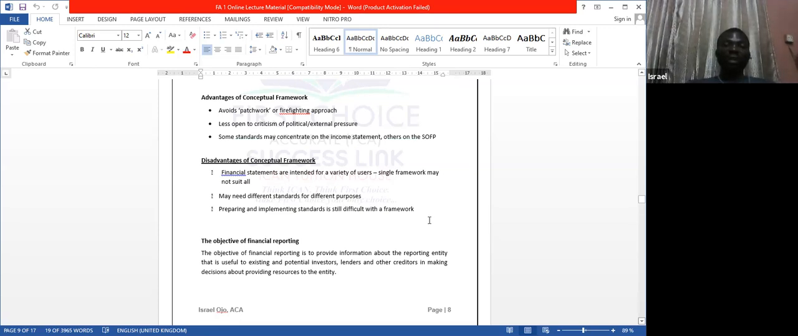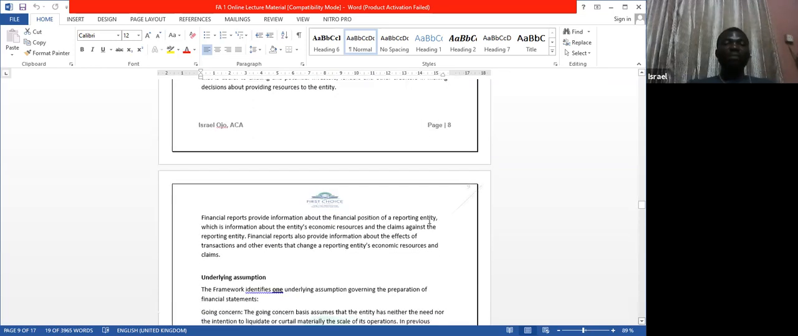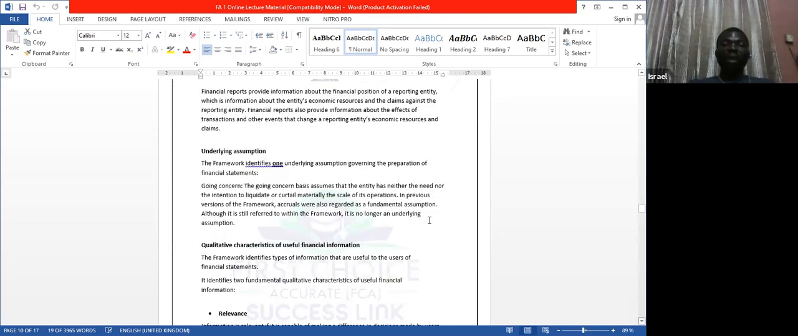Then we have the objective. What are the objectives of financial reporting? The objective of financial reporting is to provide information about the reporting entity. The reporting entity is the concerned company that we are reporting on. That information must be useful to existing and potential investors, lenders, and other creditors in making decisions about providing resources to the entity. So that's the objective that we have for financial statements: to make sure that information is available for use by everybody.